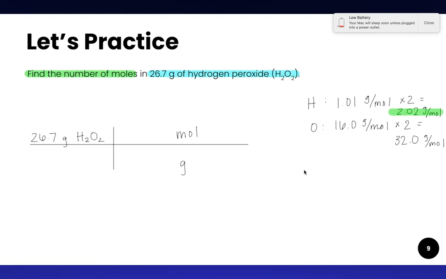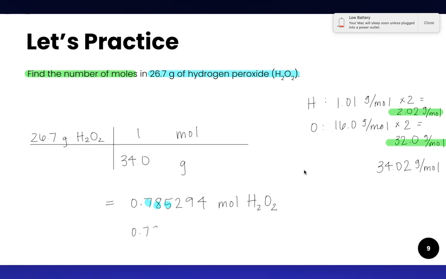So when we add these together, we end up with 34.02 grams per mole. And we need to edit that down to the tenths place, so 34.0 is what we'll put in our conversion. There are 34 grams for every 1 mole of hydrogen peroxide. So we just divide 26.7 by 34. One more edit. 1, 2, 3. 2 does nothing to 5. So our final answer is 0.785.